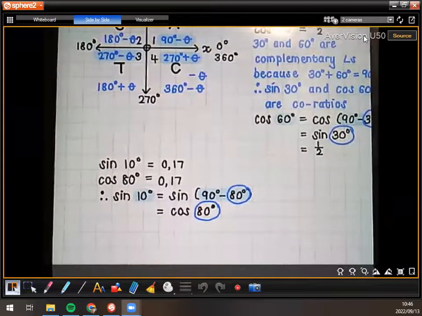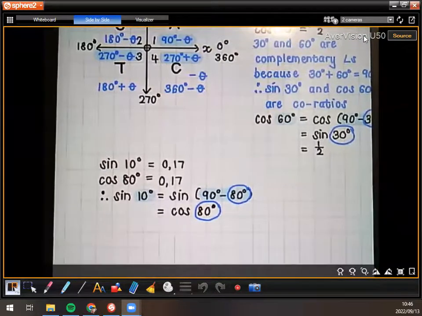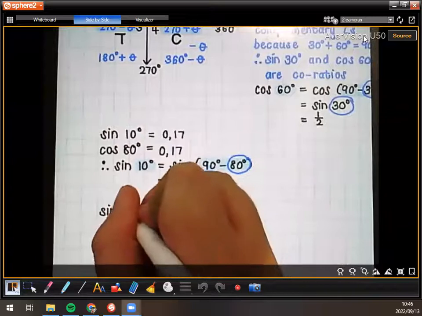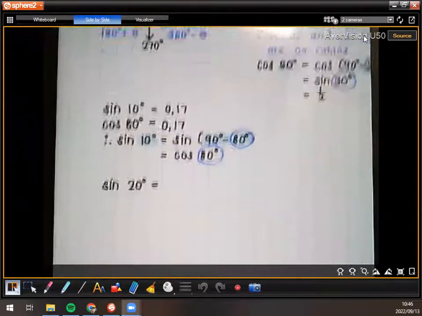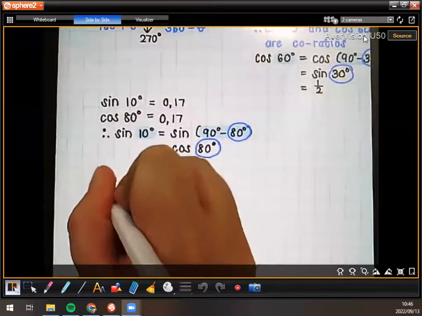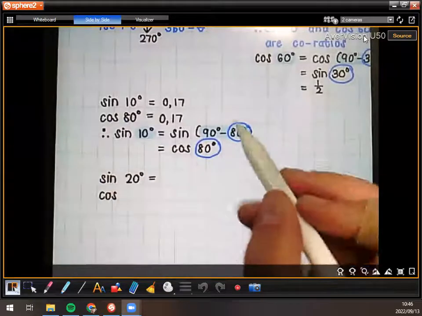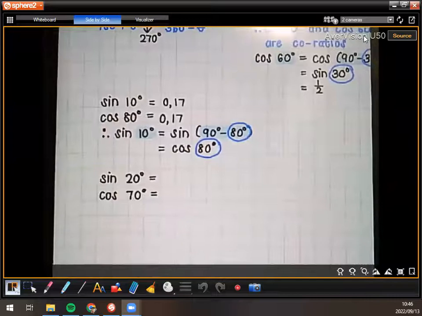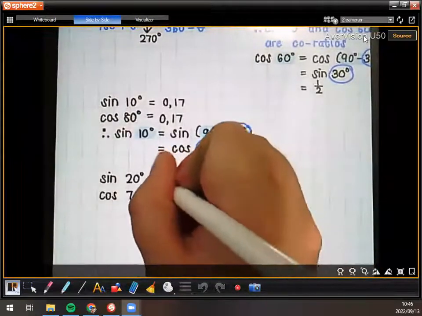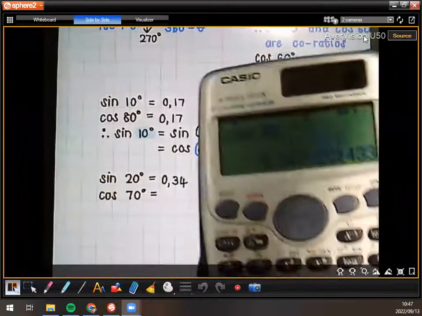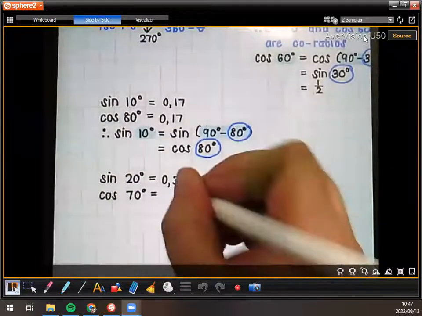We're going to do one more and then we're going to write the generalized form of this, because we mostly use the generalized form. So we do sine of 20 degrees. Now, what do you think is going to be equal to sine of 20? Good. So we take the other one, cos instead of sine, and we look for the angle that I have to add to 20 to get 90, which is 70. Sine of 20 is 0.34. And cos of 70 is also 0.34. Okay, that is what we expected.